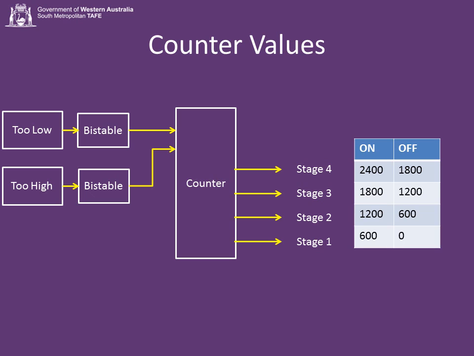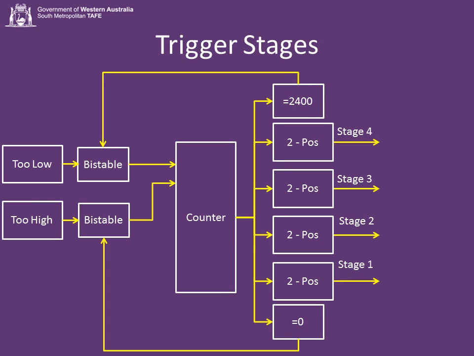The table shows the on and off values for each stage. I'll probably implement it using 2 position control blocks. I'll also put in some traps to stop the counter counting up too high or below 0. They're just small details. Here I've put in the 2 position controls and the traps. That's staging pretty well sorted out. I'll leave it up for a couple of seconds.